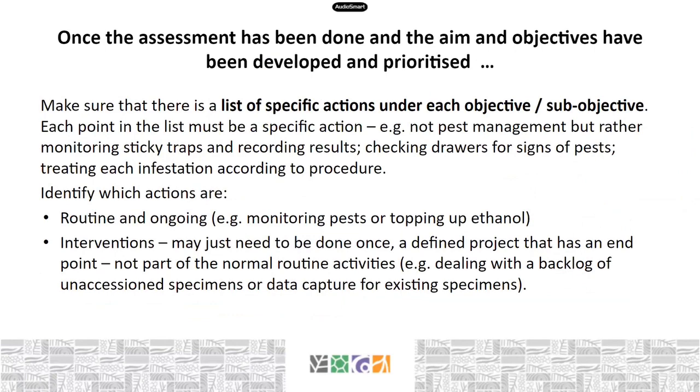So once you've done the assessment, once you've got the aim and objectives, you have a list of specific actions under each objective or sub-objective. So each point in the list must be very specific. You don't say pest management as your final action. You're rather going to say monitoring your sticky traps and recording results. That's one action. Checking drawers for signs of pests. That's another action. Treating each infestation according to procedure. That's another action. So it must be that level of action that you eventually break down to.